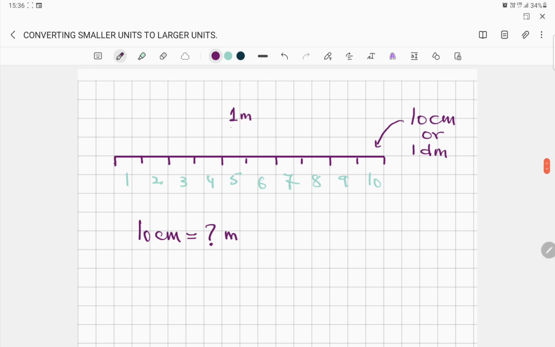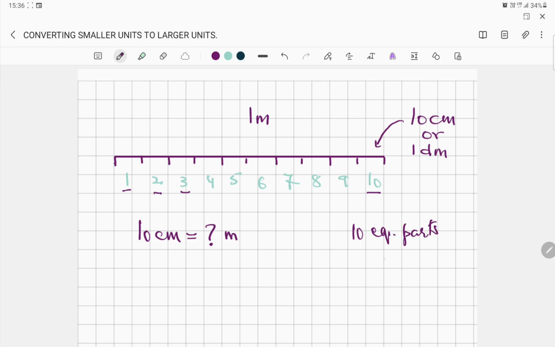Now, assuming I have a 1 meter long line, and here is this long line. It starts from here and it ends here. So let us assume that this is a 1 meter long line. Now, if I break up this line into 10 equal parts, which I have done here. So this is the first part, and the second, and the third, and here is the 10th part. So what I've done is I have broken this 1 meter long line into 10 equal parts.